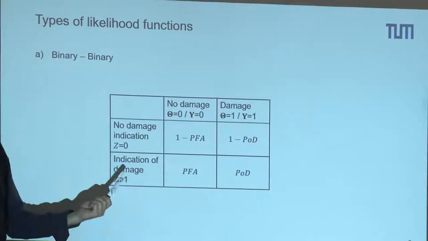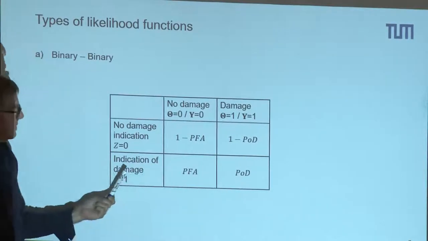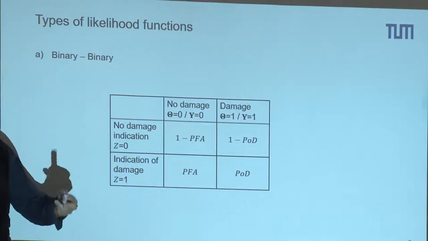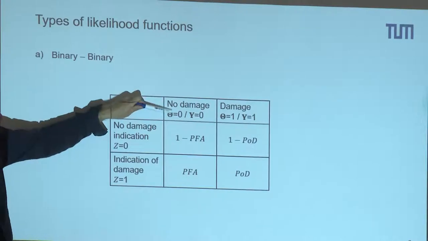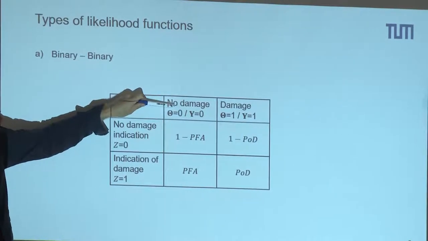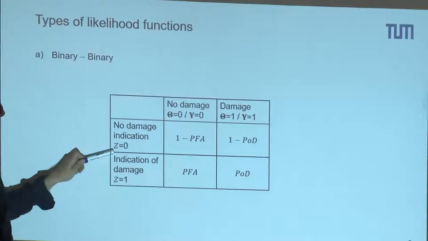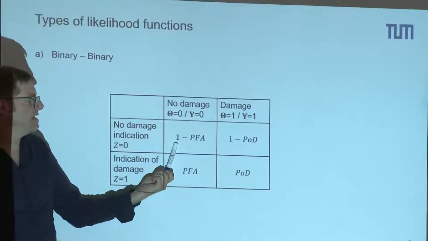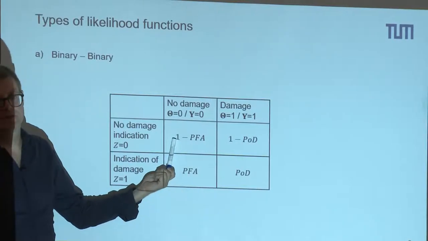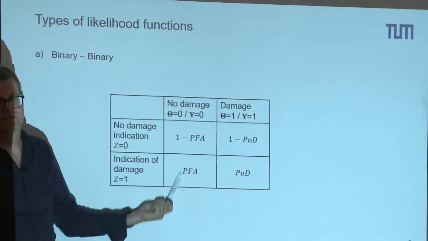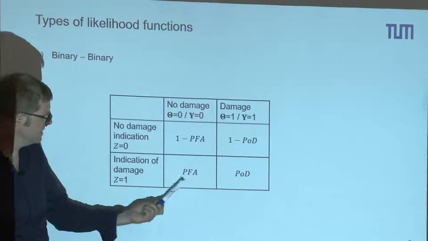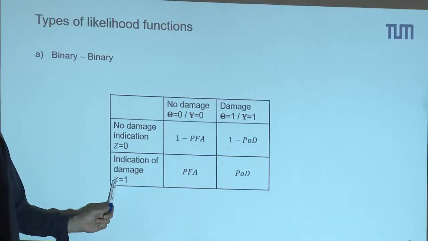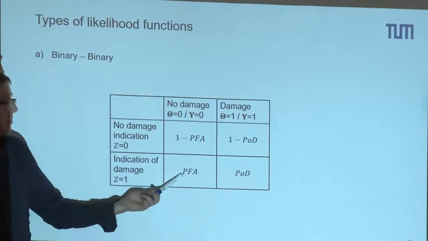Okay. And this is the same type of probability table as we have in the Bayesian network. So given theta, given that I have no damage, what is the probability that I observe no damage? That's 1 minus PFA, where PFA stands for? Yeah, the probability of false alarm. So I should actually start here. Assuming I have no damage, the probability of getting an indication of a damage is the probability of false alarm.